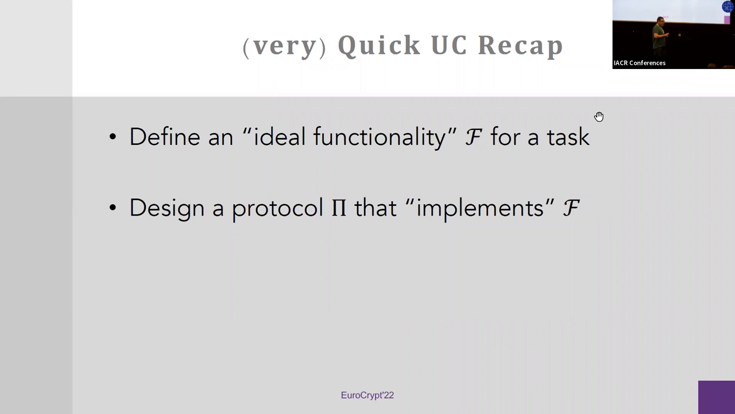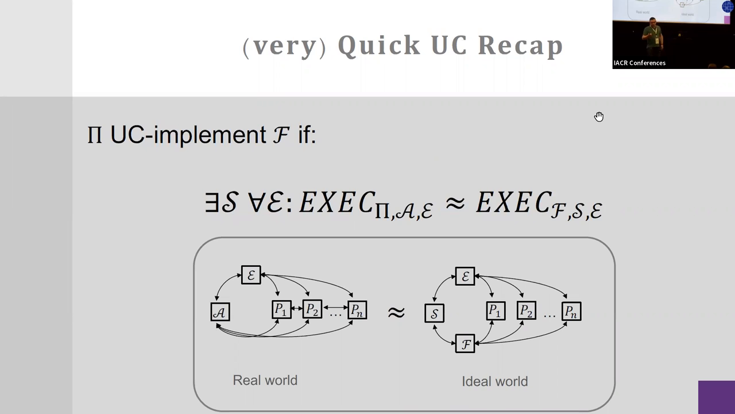The goal is to build a protocol that implements this functionality. What this means in UC terminology is that you need to build a simulator S that will communicate with the environment, such that the view of the environment in these two worlds is indistinguishable. So the environment cannot know if it's running the real protocol, the real adversary and the parties, or if it's talking to the simulator in an ideal world with this functionality that is secure by definition.